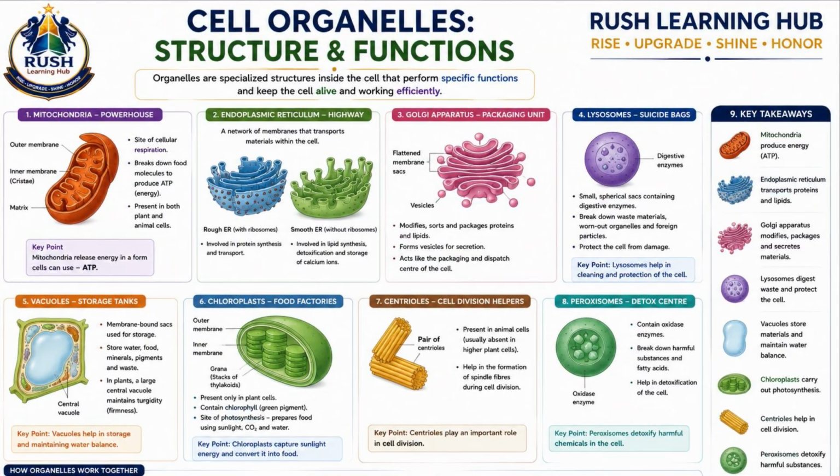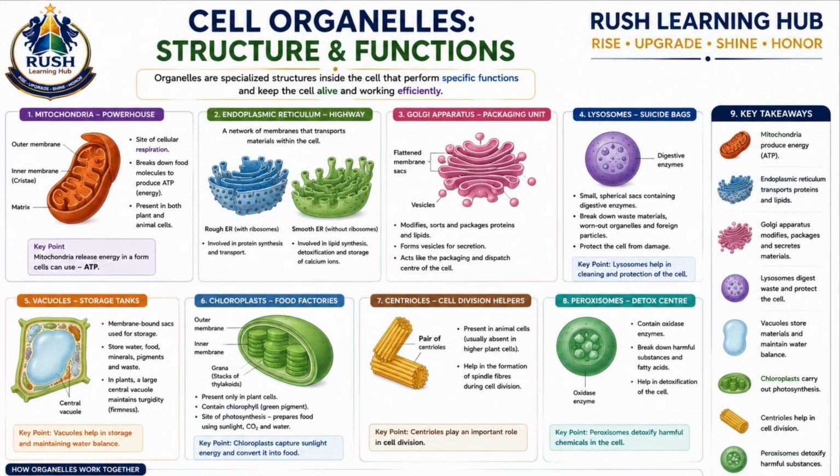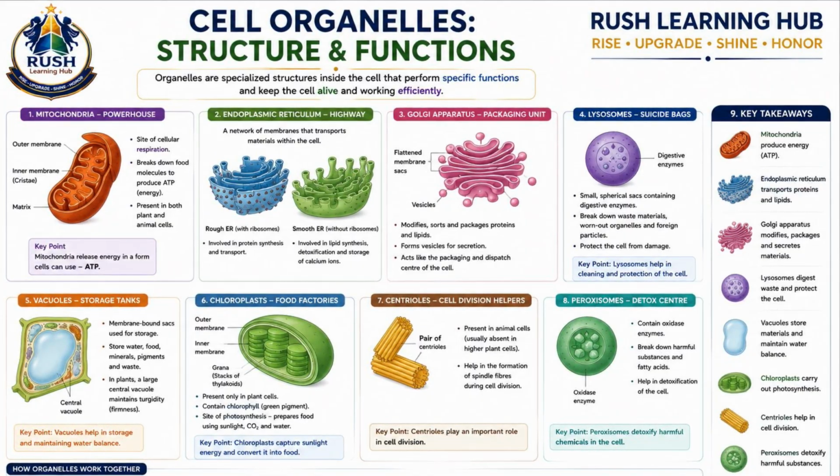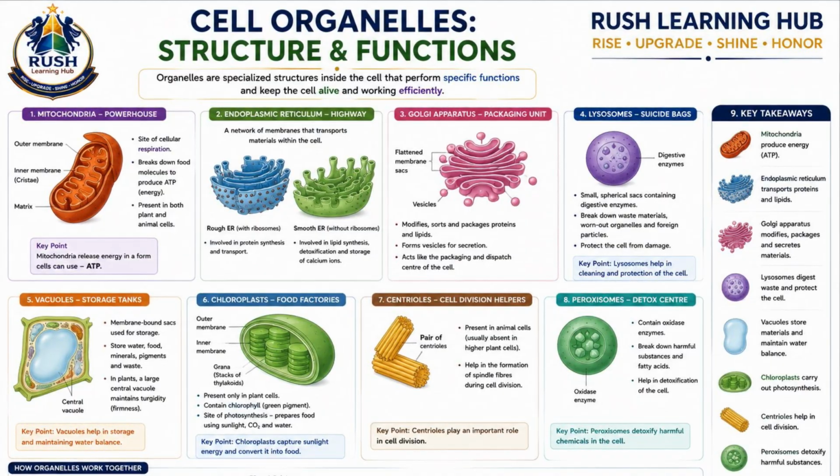Lysosomes are the cleaning staff. Mitochondria are the power station. Vacuoles are the storage rooms. And chloroplasts are the food production units.